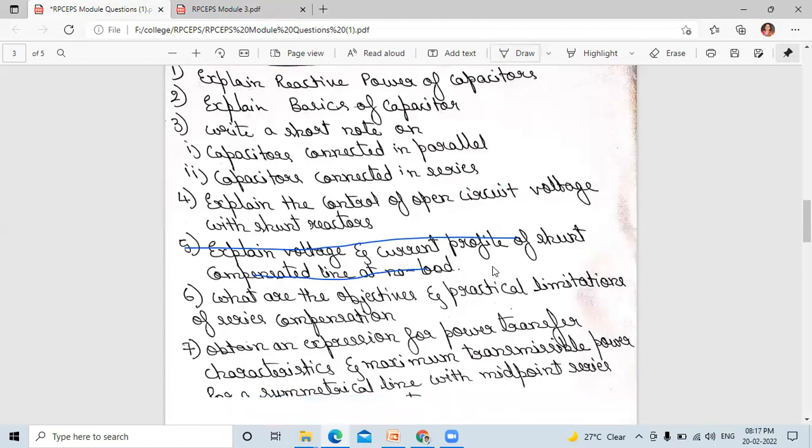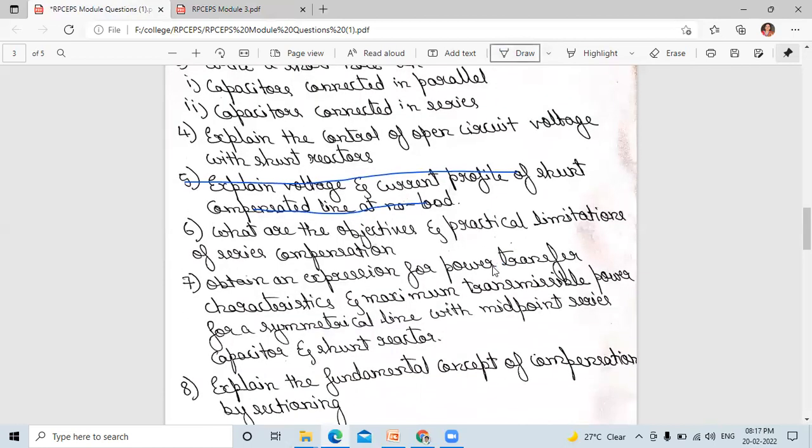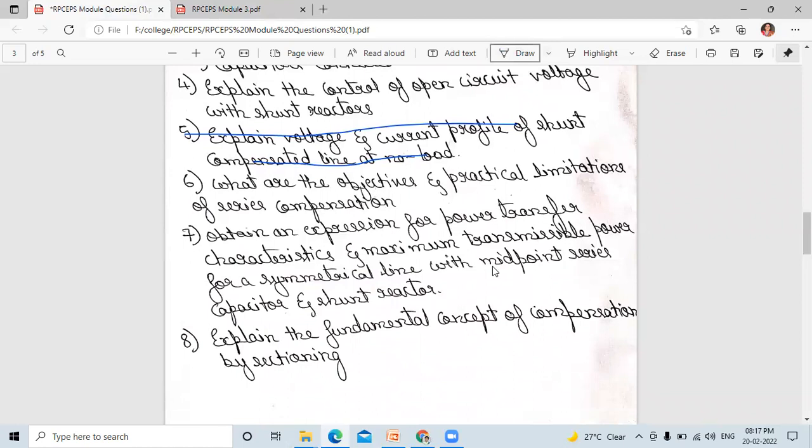What are the objectives and practical limitations of series compensation? This is also a direct question. And next is: obtain expression for power transfer characteristics and maximum transmissible power for a symmetrical line with the midpoint series capacitor and shunt reactor. This also has the same heading. Explain fundamental concept of compensation by sectioning. Regarding this model 3, all the questions I have made videos. Once you watch the videos, okay.